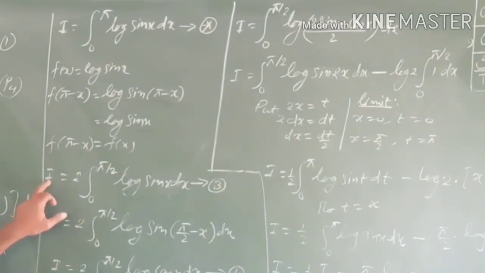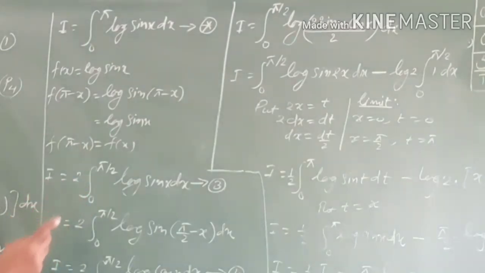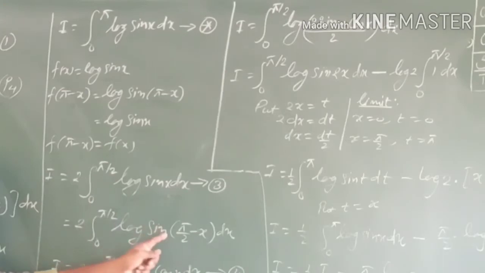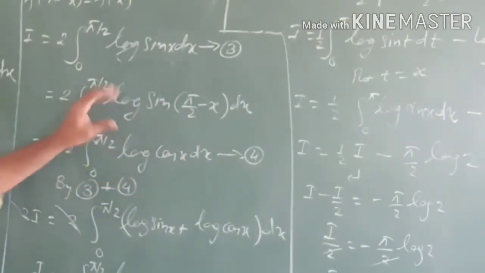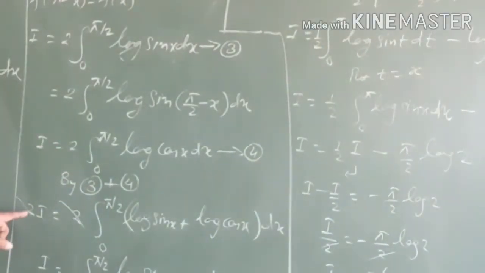So integral I is 2 times the integral from 0 to pi by 2 of log sin x. Now this question is the same as example number 36, and since 2 is written here, our answer will be 2 times example number 36. Now use property number 4 here. In place of x, write pi by 2 minus x. So sin(90 minus theta) is cos theta, giving equations number 3 and 4, and once again by adding 3 and 4, I and I, you will get 2I.